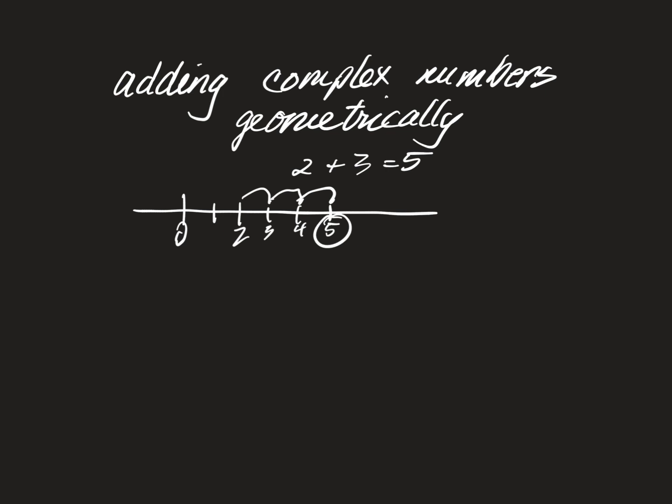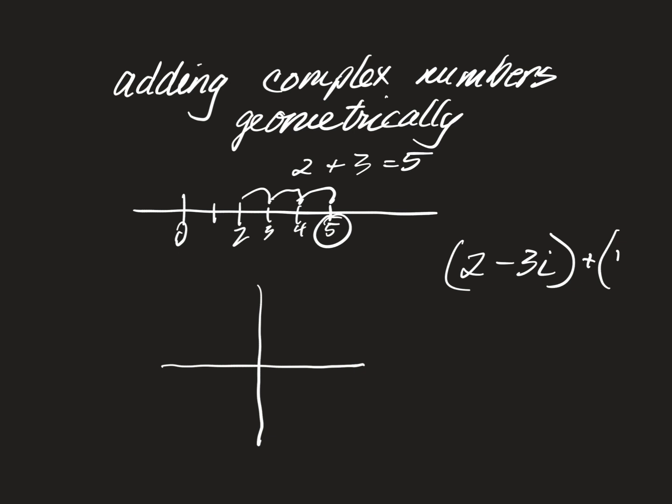So in the same way, we can do this on a complex plane. Of course, it's a little different. So let's take 2 minus 3i, and we want to add to that 1 plus 4i. All right?